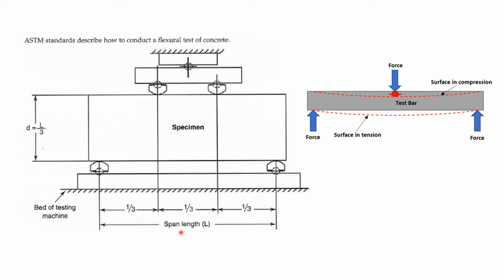So here you should know your span length is going to be from here to here. That is L, within 2% of your depth. Here, that's the testing machine right there. And your depth is going to be L divided by 3, and your L is 3 times your one-third.